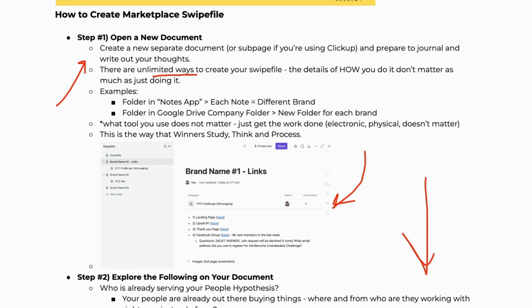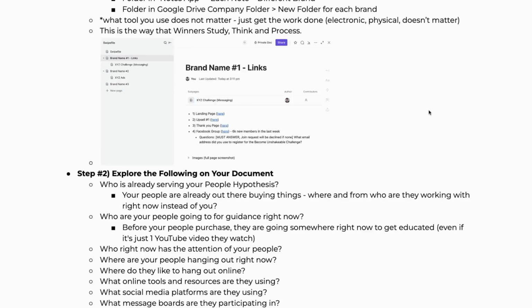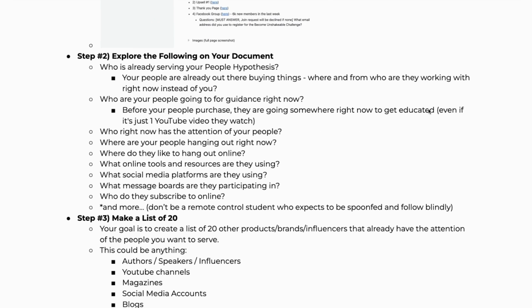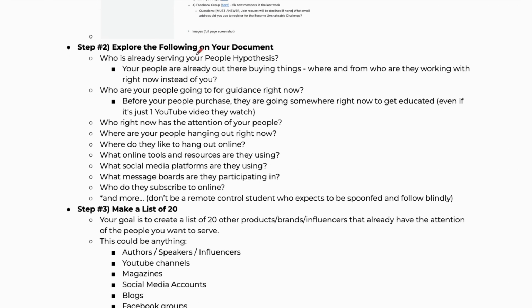Okay, beautiful. Now that you have that set up, wherever that might be, step number two is you're now going to go ahead and explore, hey, who is already serving the people that are on your people hypothesis, right? Because the thing is that people are already buying things out there, right? The people that you want to target, they're already buying things out there. Where are those people?